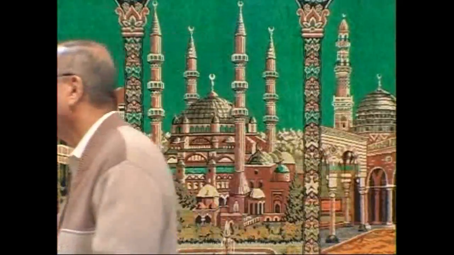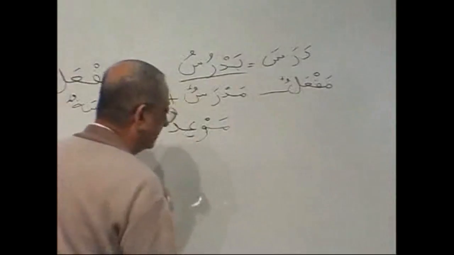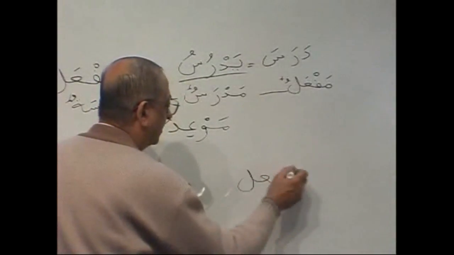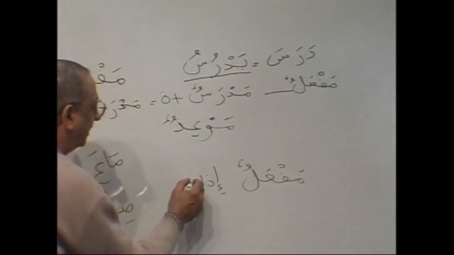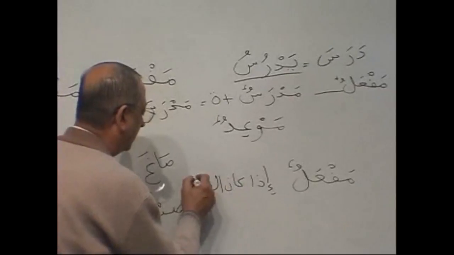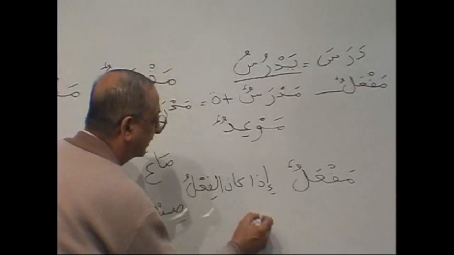Brother, I would like you to write down, next to Sister Hafsa, maf'alun. And also write down إذا كان الفعل ناقصا. Two things you will write down: maf'alun, and then you will also write down إذا كان الفعل ناقصا.